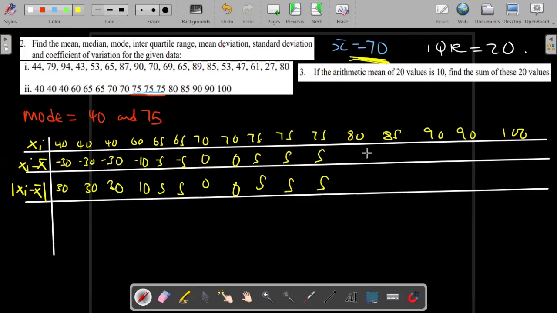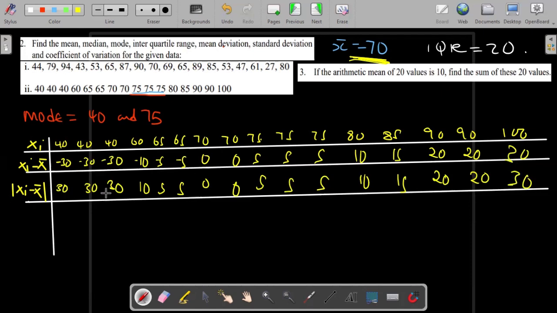Then here to be 80 minus 70, which will just be 10. Then there to be 10. 85 minus 70 to be 15. Here 15, then 90 minus that to be 20, 20, 90 to be 20, 20. Okay, and then 100 to be 30, and then 30.